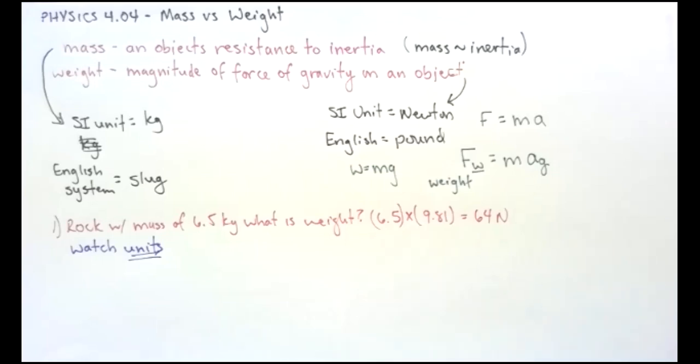Common questions are, if an astronaut has a mass of 100 kilograms, which is a really heavy astronaut, maybe he ought not be an astronaut, and he's on a planet that has acceleration that is half of Earth's, what would his resulting weight be? Well, if the pull of gravity is half, this would be 4.9. So on Earth, it would be 100 times 9.81. He'd be 981 newtons on Earth. But on a planet with half the acceleration due to gravity, he'd be 490 newtons. So that's kind of a more common question.